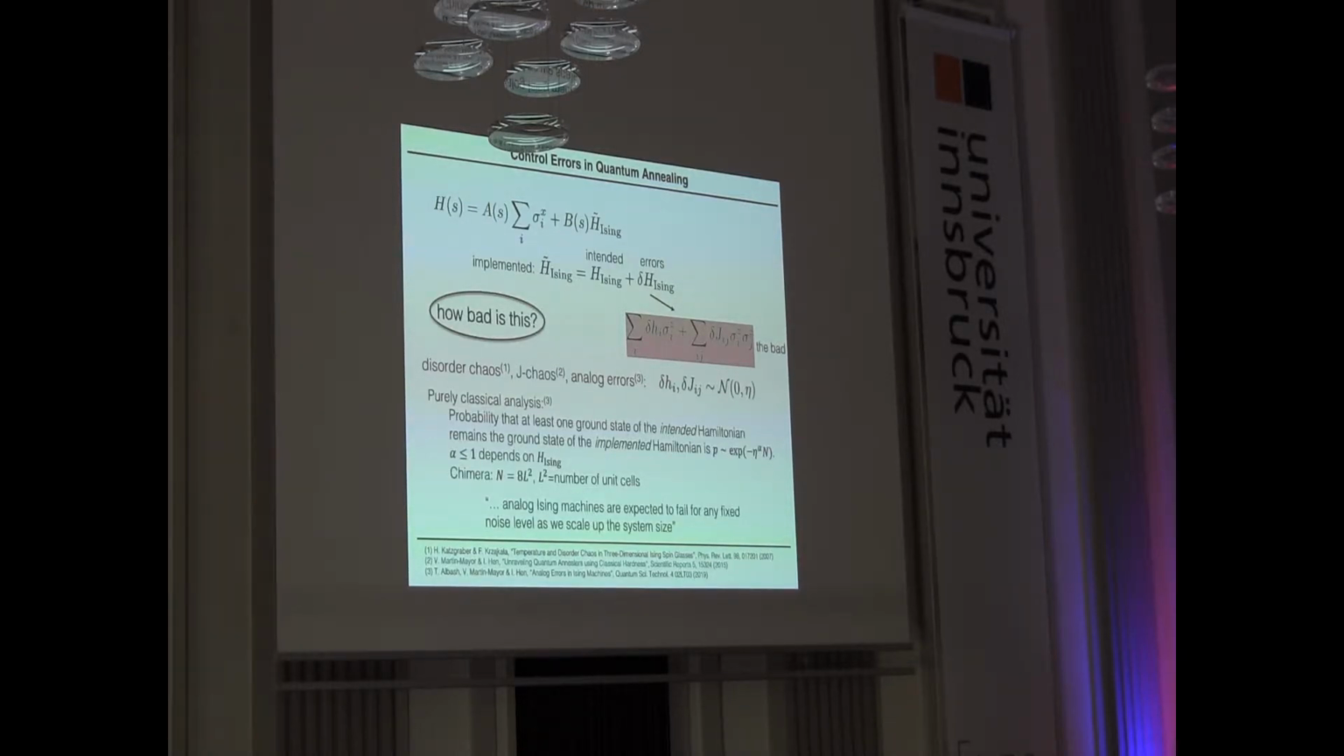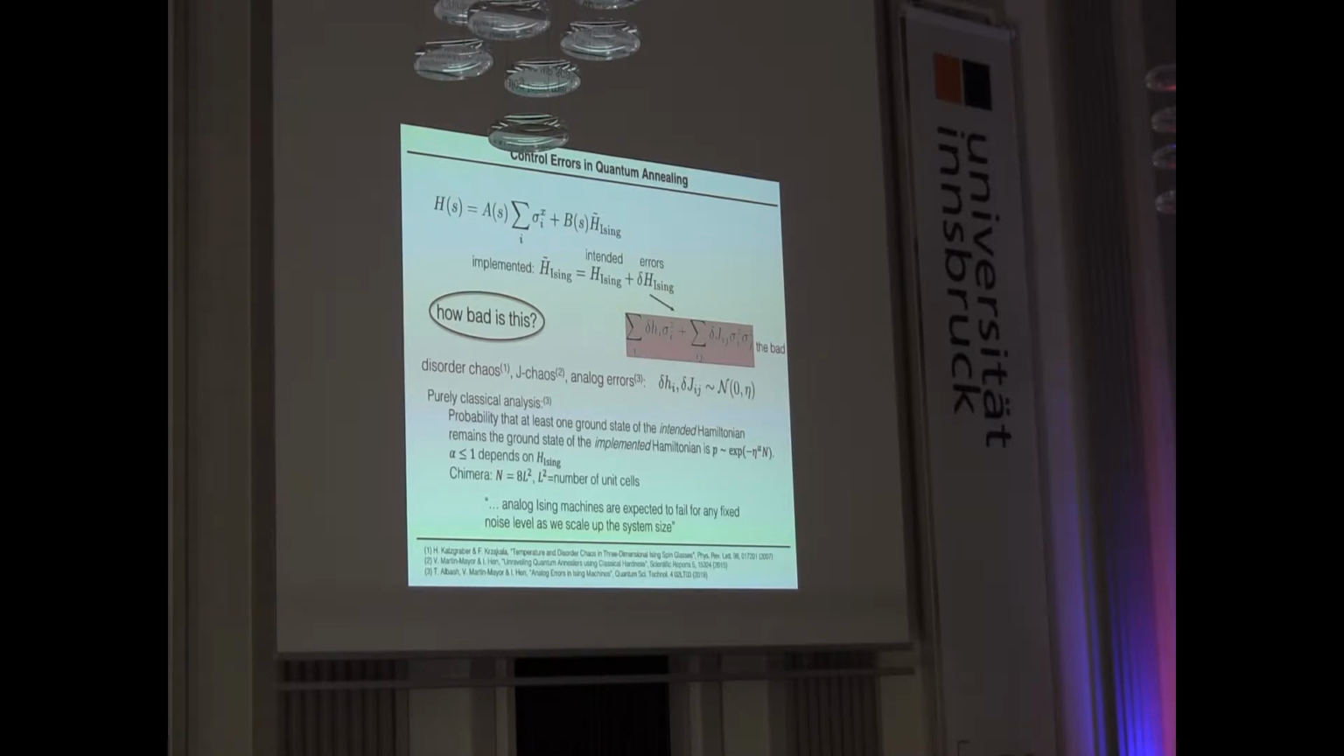So how bad is that? Well, in this nice recent paper by Tameem Albash, Victor Martin-Mayor, and Itay Hen, they analyzed this and showed, based on a purely classical analysis, so focusing purely on the Ising Hamiltonian, not on the transverse field term, the following result. Essentially, the problem is exponentially bad.